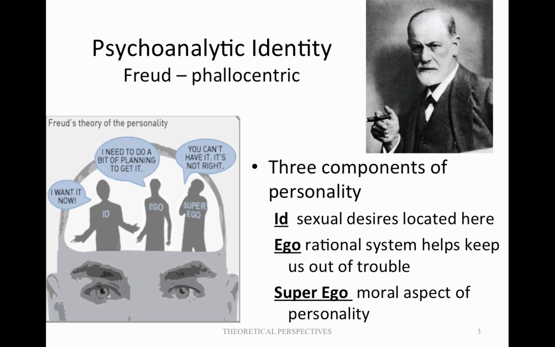And so if you look at the illustration on the left, here's somebody thinking about something that they want or something that they want to do, and they've got these three different competing voices inside their personality. The id saying, I want it now. The ego saying, I need to do a bit of planning to get it. And the superego saying, no, you can't have it. It's not right. That's our sense of morality.